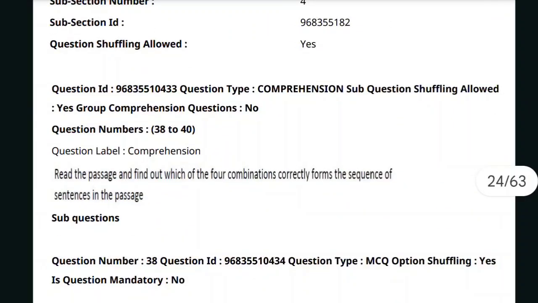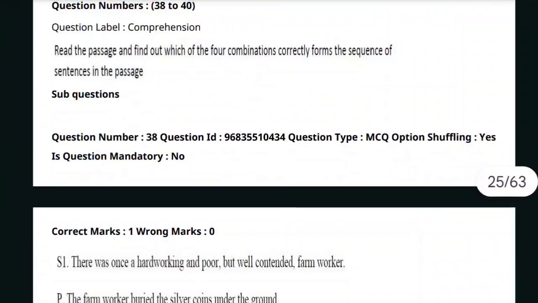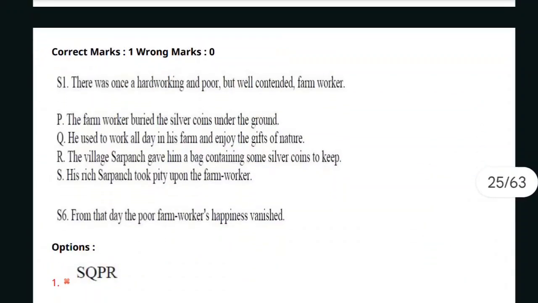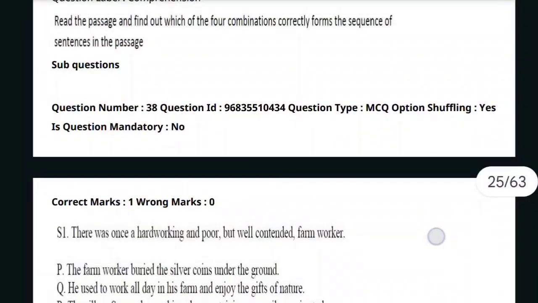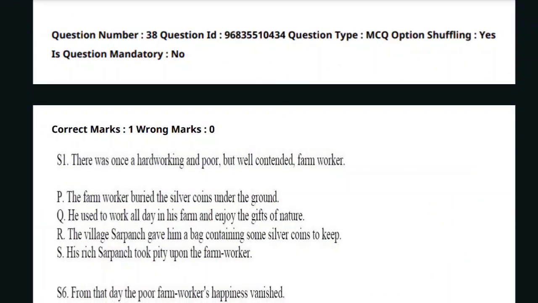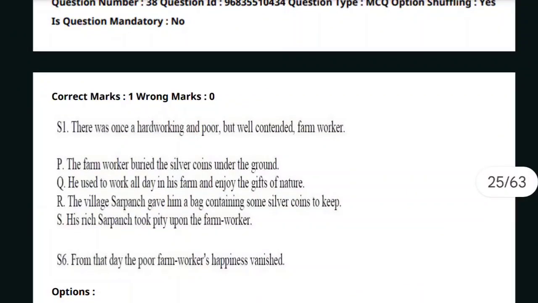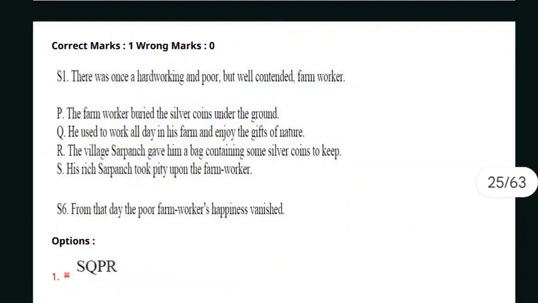Let's move towards the next question. Read the passage and find out which of the four combinations correctly forms the sequence of sentences in the passage. Here they gave us a passage: there was once a hardworking and poor but well contented farm worker. Here they gave us the sentences, and another four sentences, PQRS, and S6, statement 6.